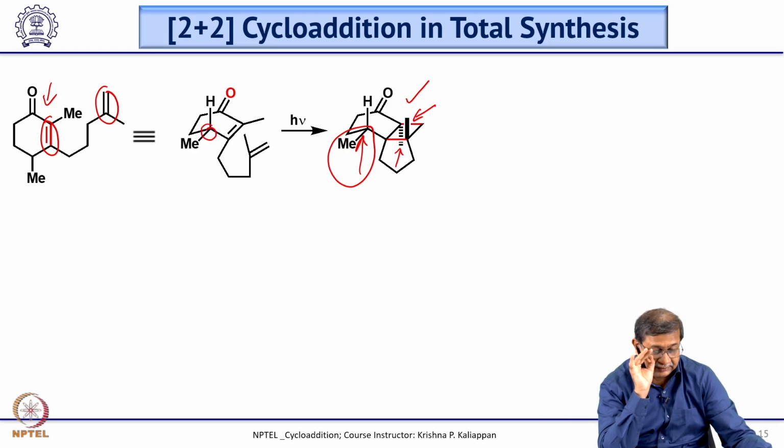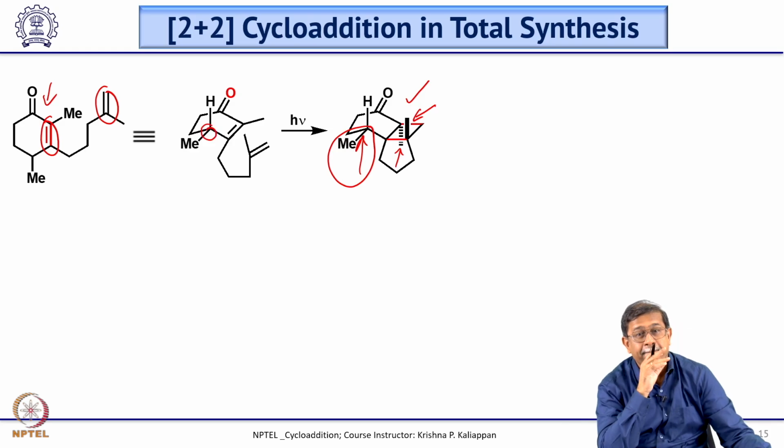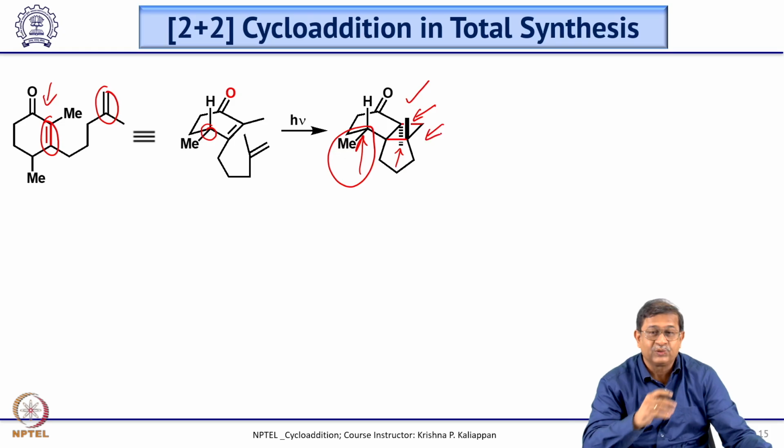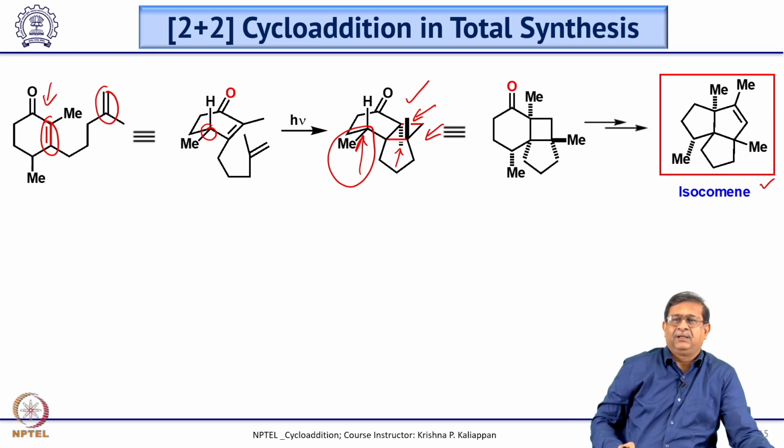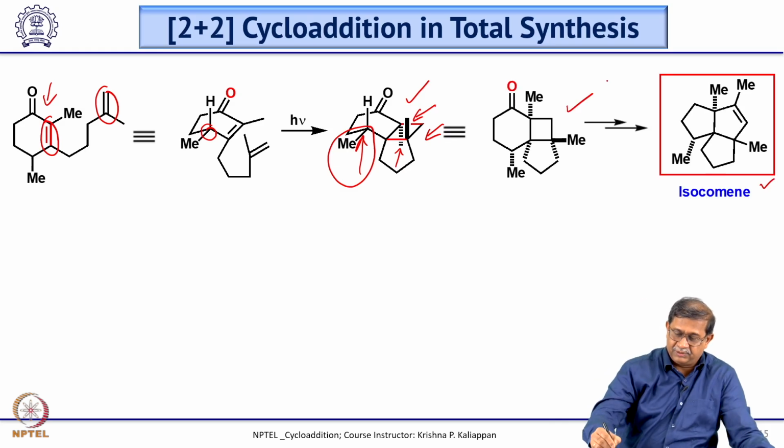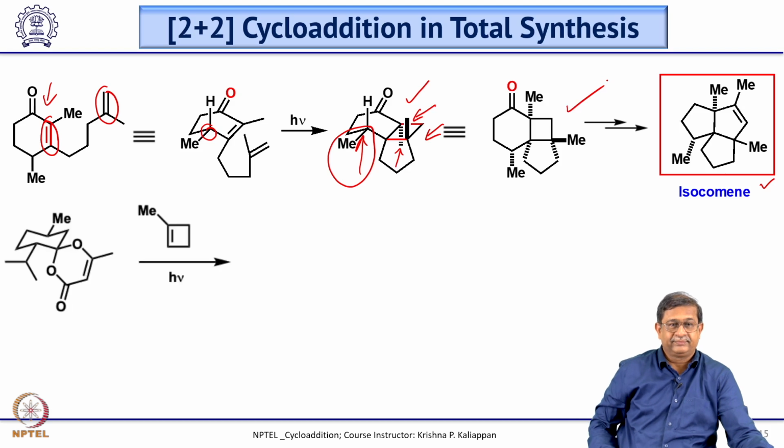compound, but it is a chiral center, that fixes stereochemistry of 3 more centers. So, the 2+2 cycloaddition is very useful in fixing additional chiral centers. In a couple of steps, this isocomine was obtained from this intermediate.